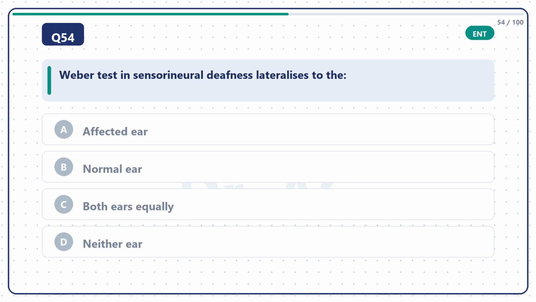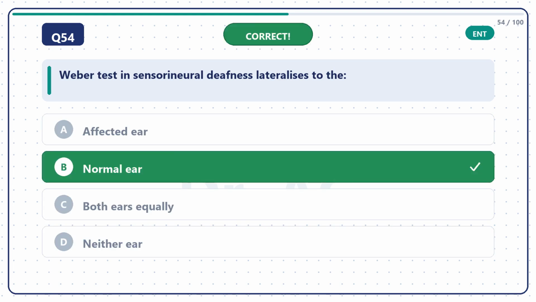Question 54. Weber test in sensorineural deafness lateralizes to option A, affected ear. Option B, normal ear. Option C, both ears equally. Option D, neither ear. The correct answer is option B, normal ear.